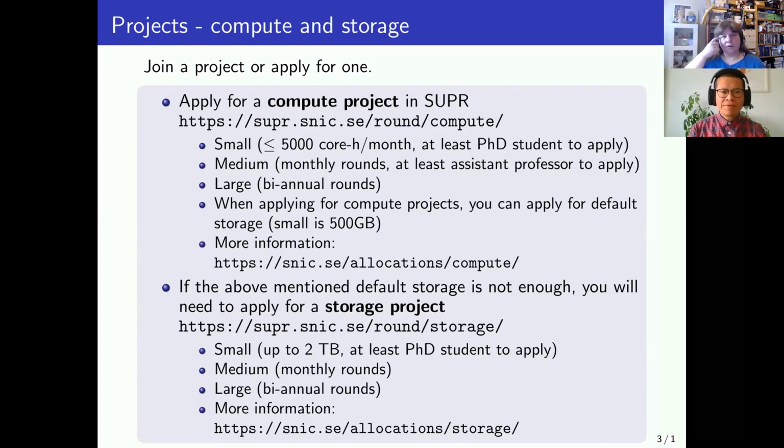So first here, the projects. There are compute projects and storage projects. And the one you have is a compute project, which I have applied for. So I'm the PI of this compute project. And it is a small project with less than or equal to 5,000 core hours per month. And those are the ones that anyone PhD student or above can apply for.